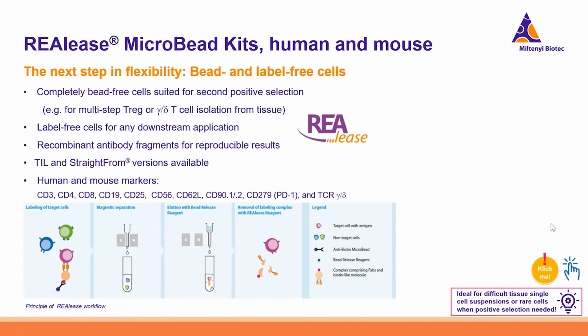Our next T cell separation highlights are the REAlease MicroBead Kits. This revolutionary microbead technology allows to positively select cells, but then remove the microbead and the antibody labeling to get completely label-free cells. REAlease MicroBead Kits are available for human and mouse T-cell and non-T cell subtypes, including markers such as CD3, CD4, CD8, CD19, CD25, CD56, CD62L, CD90.1 and 2, CD279, also called PD1, and TCR gamma delta.